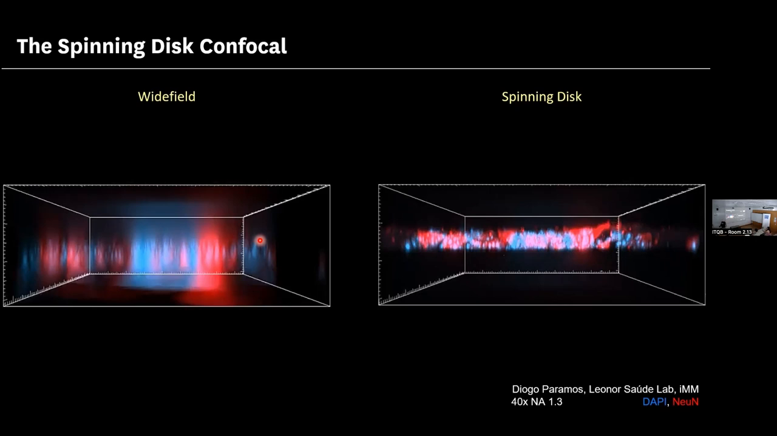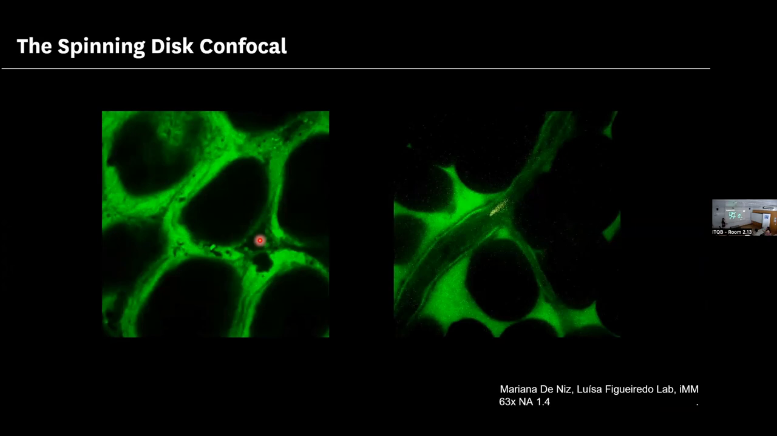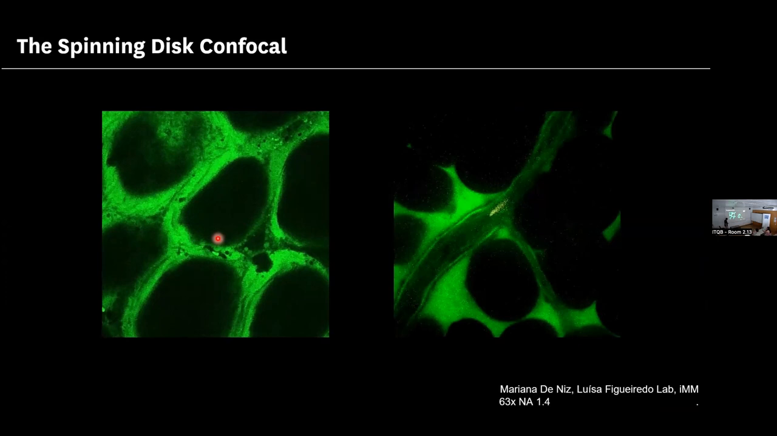This is an amazing thing about time lapses. Of course, this is ideal for live imaging. I want to show you two fantastic examples from Mariana Denis, an expert in intravital imaging. What you see here on the spinning disk are trypanosome parasites moving in the extracellular space between cells. You couldn't do this on the wide field microscope because you couldn't see that. It's just a big blur.